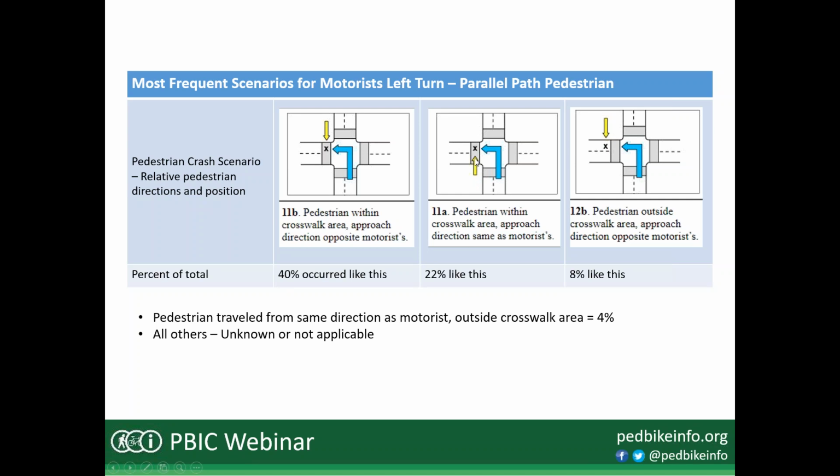And then the others we don't know. They may be crossing somewhat outside the crosswalk, that near percentage that we were talking about. And maybe the approach direction is also unknown. So these are some factors related to where and what are the relative maneuvers of people when these types of crashes occur.